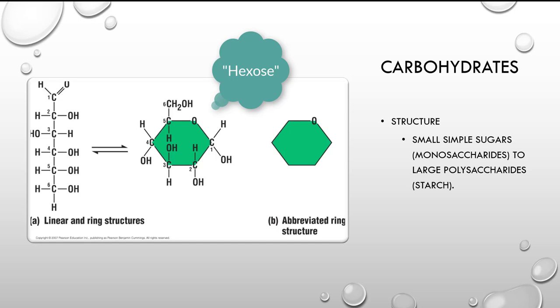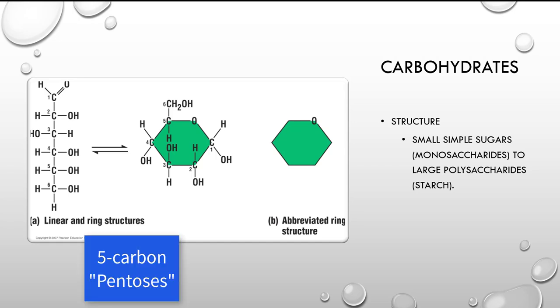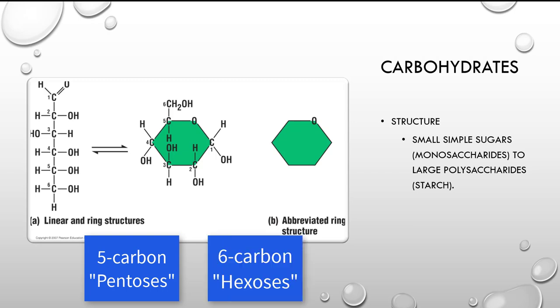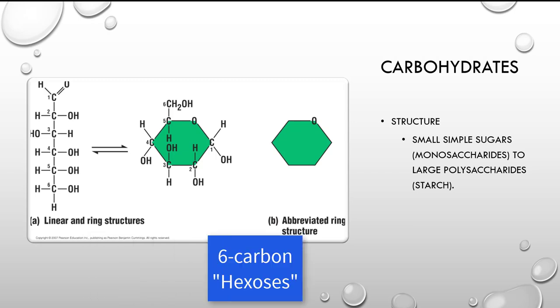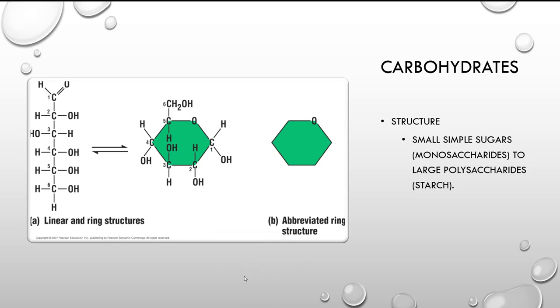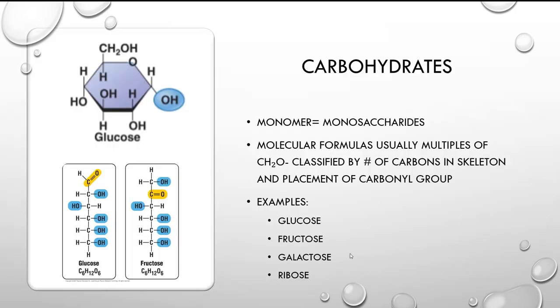So the 3 to 7 carbon structures, the 3s and the 4s and the 7s are more rare, but you'll see more monosaccharides with 5 carbons. We call those the pentoses, and the 6 carbons the hexoses. So, like I said before, the monomer is the monosaccharide. Mono means one, saccharide means sweet or sugar, and so we just have one single sugar there.